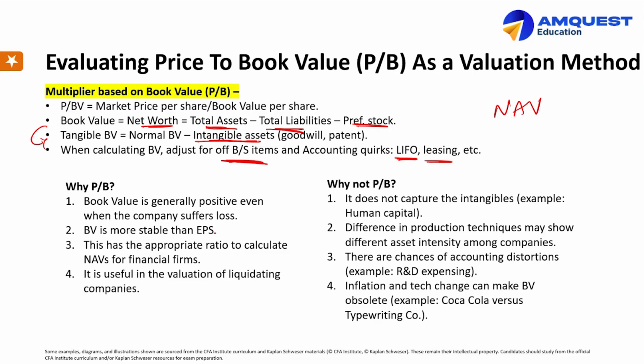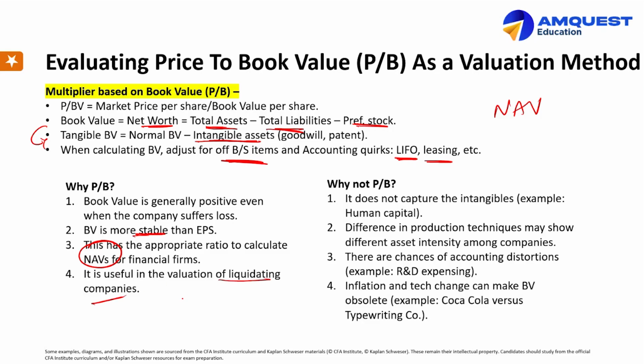Book value is generally positive even when the company suffers losses. मतलब एकदम कंसिस्टेंट लॉस नहीं होना चाहिए. 1-2 साल के लॉस में बुक वैल्यू इज नॉट दैट इम्पैक्टेड. It is more stable than EPS. It is the appropriate ratio to calculate NAV of financial firms. मतलब mutual funds are valued using price to book value. It is useful in the valuation of liquidating companies.